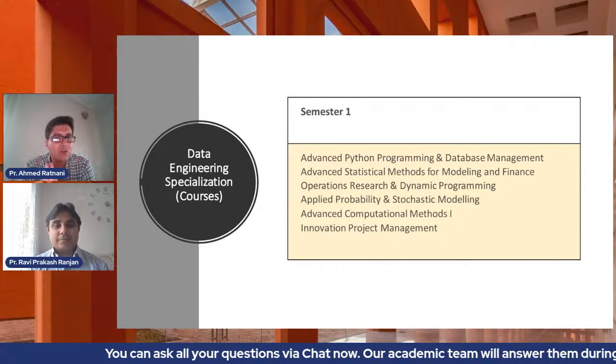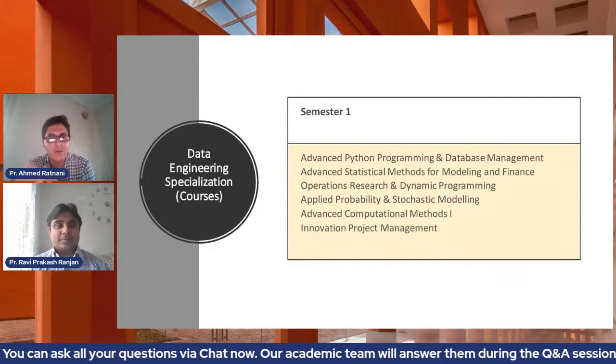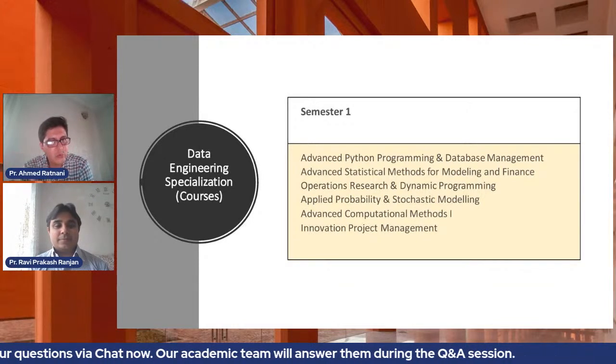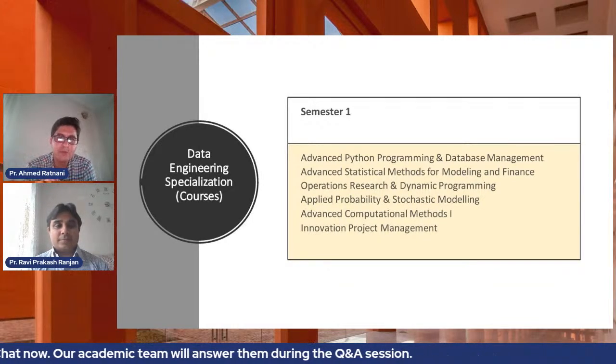Then there is the part on operations research and dynamic programming, and we will also be talking about optimization.